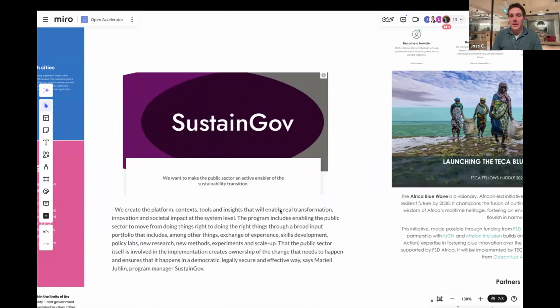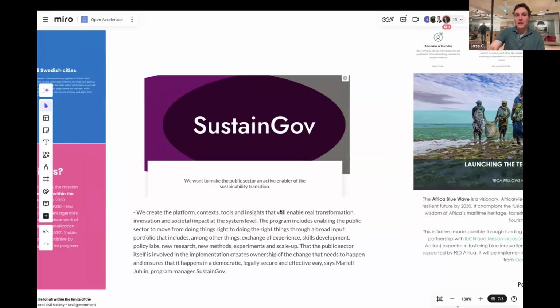Another one here, Sustain Gov. The lady who's part of the governance team, Maril, who we work with, has set this initiative up. It's a very recent one. It's trying to reform, it's a large ecosystem, a large initiative over a prolonged period of time, to reform the public sector in Sweden, and working across many different levels with different actors to do that. And it just got funding about a year ago, so they're just getting started there.